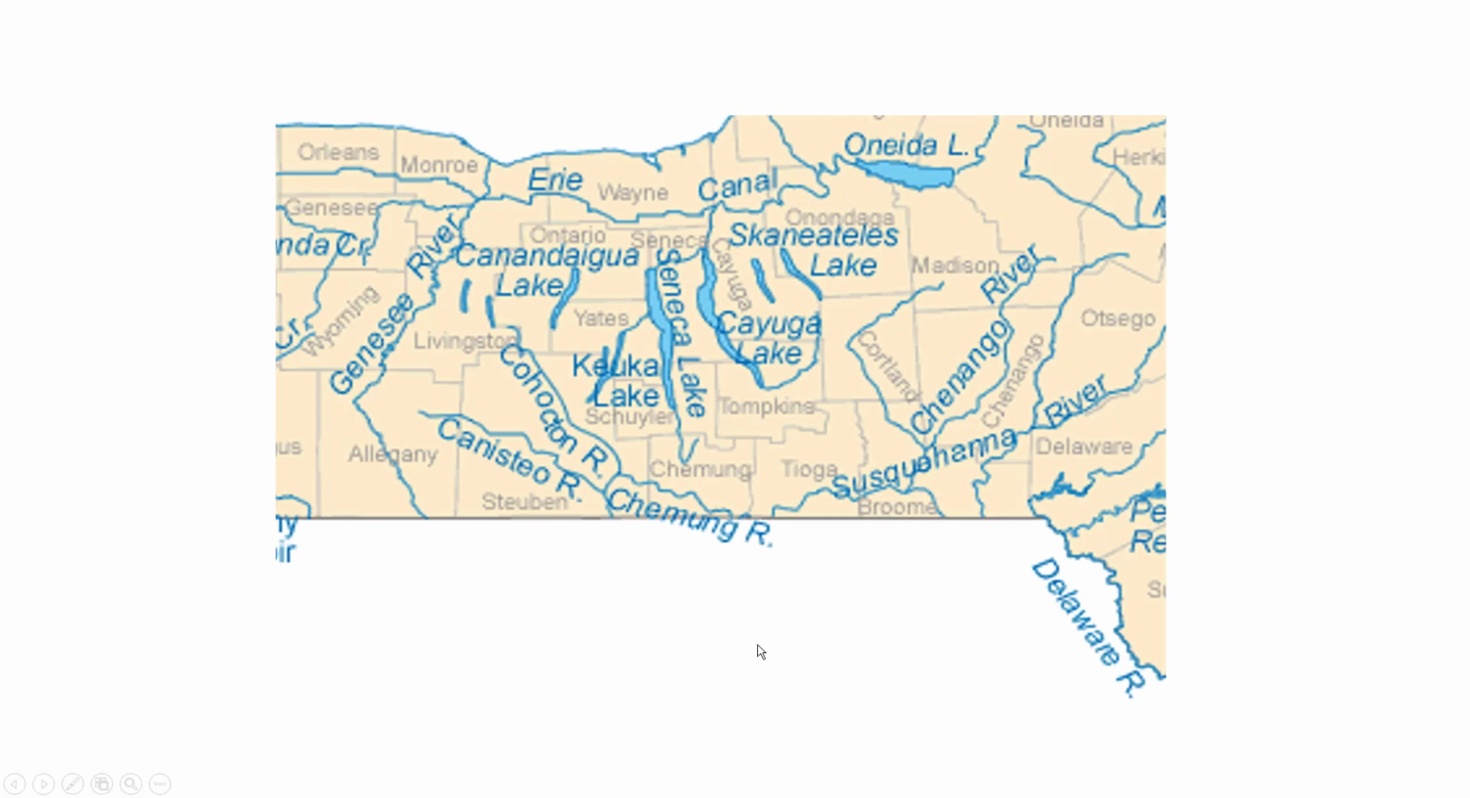So if we look at just a map of southwestern New York, we can see the Chemung River and the Cohocton River. They come together right here. That's the Tioga River. And the aquifer is right in here.